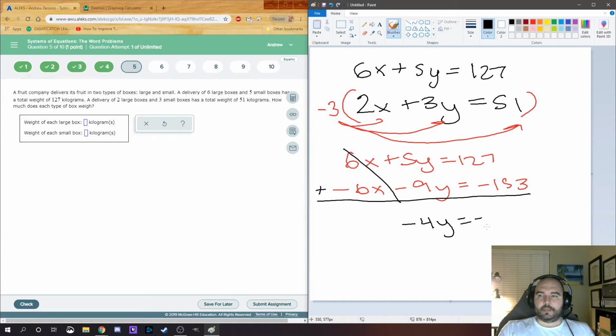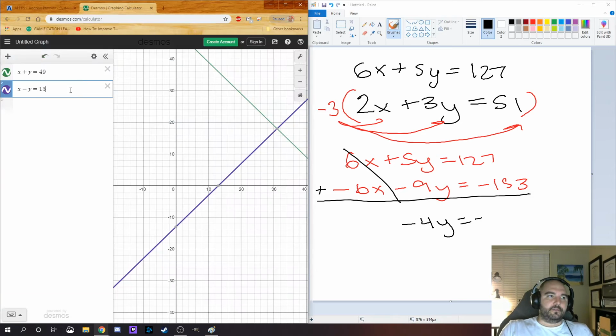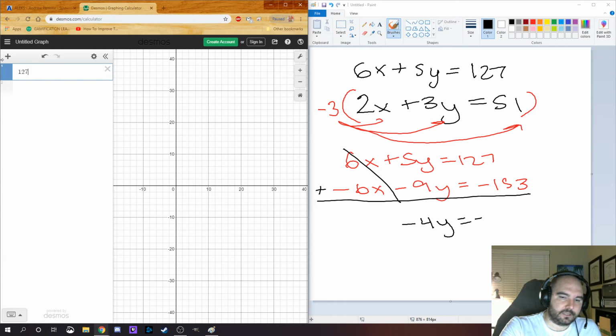What does it make? Negative 20... Wait a second, I'm second guessing myself. Now here's a very good reason to use Desmos. I'm not saying don't use Desmos on your test. Obviously use it for calculation.